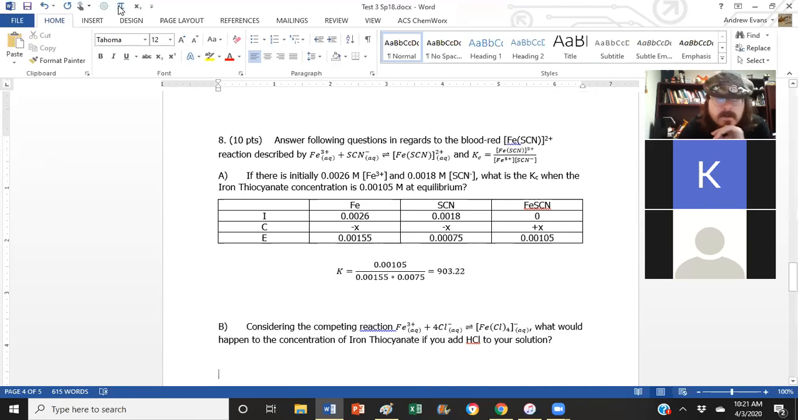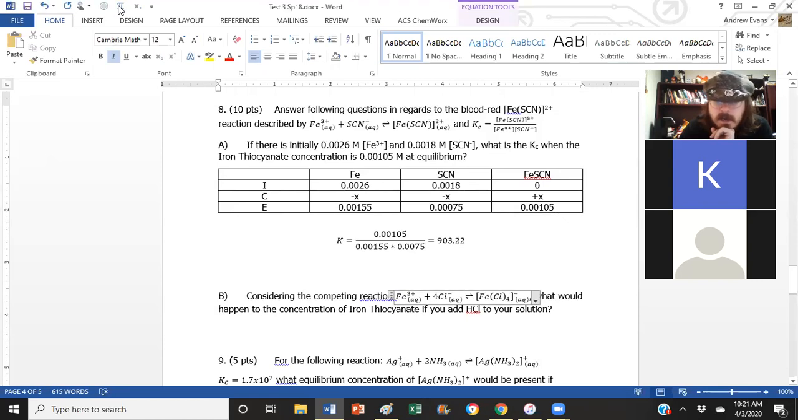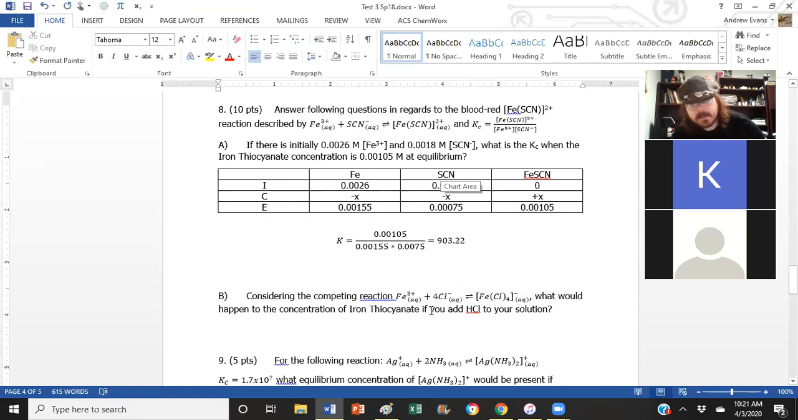Now, with this in mind, consider this competing reaction. Iron plus chloride goes to iron chloride. So what would happen to the concentration of iron thiocyanate if you add HCl to solution? H plus doesn't really have an effect on this, but Cl minus does. What you have to think about is this is the common ion effect. This is Le Chatelier's principle in action. If I add chloride, iron is being consumed to form iron chloride complex.